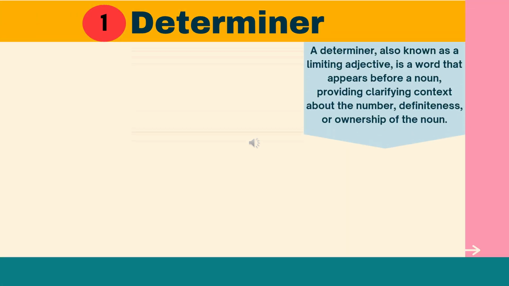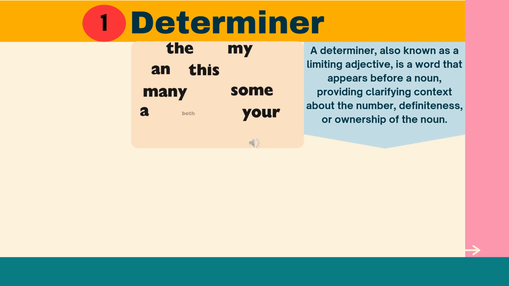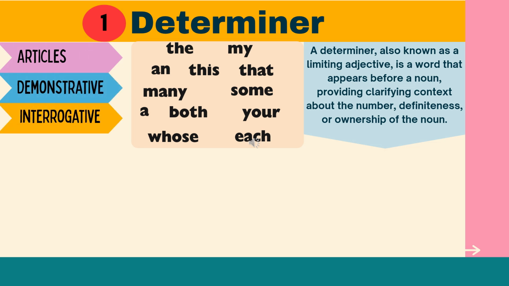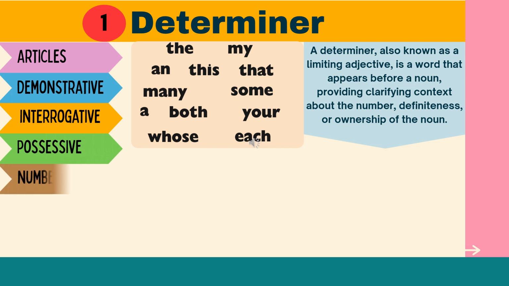We start with determiners. These are special adjectives that specify which noun we are talking about. They always come first. They answer questions like, which one? Use articles, the, a, an, or demonstratives, this, that. Whose is it? Use possessives, my, your. How many? Use numbers, two, many, or distributives, each, some.